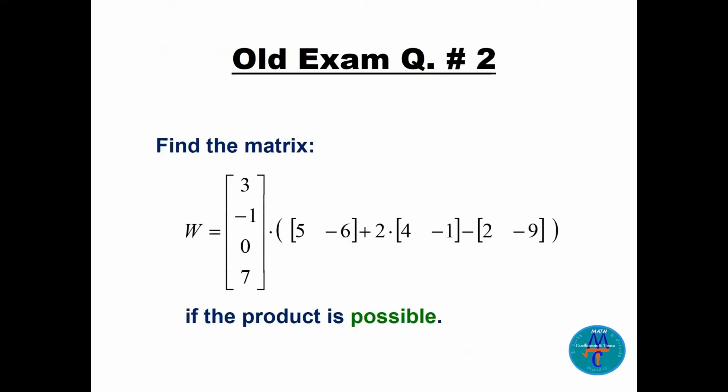Question number 2, let's see if it is possible to find W. We have one matrix here, 1, 2, 3, 4. So this is 4 rows, 4 by 1. And we have here addition and subtraction. So we have to simplify inside the bracket first.